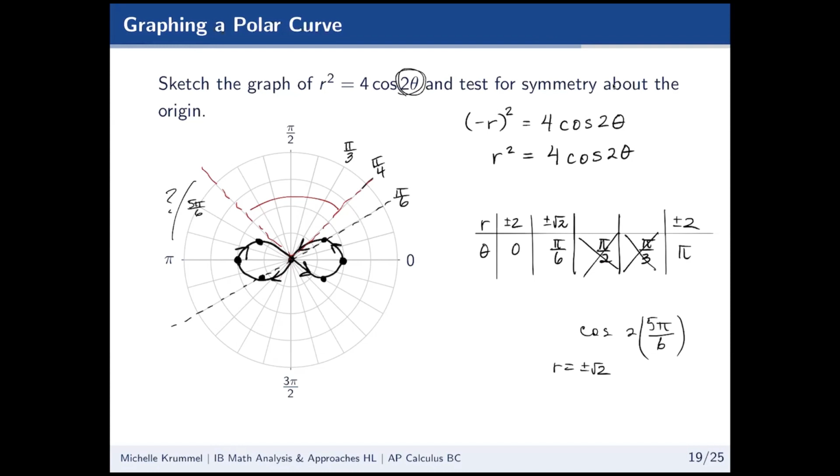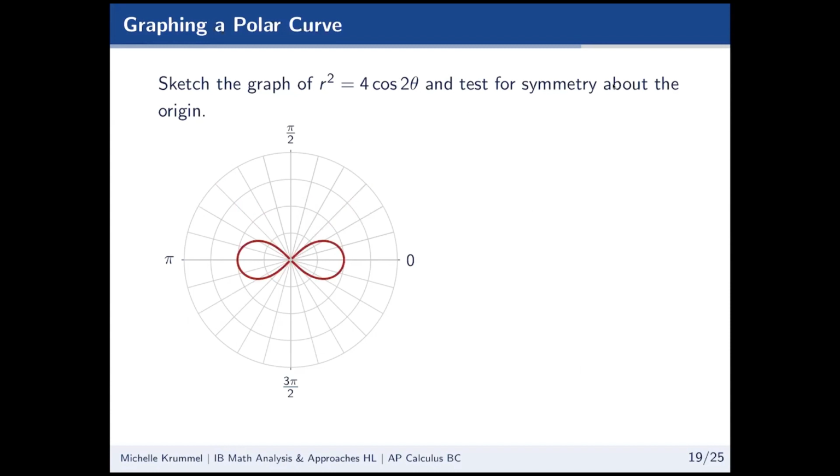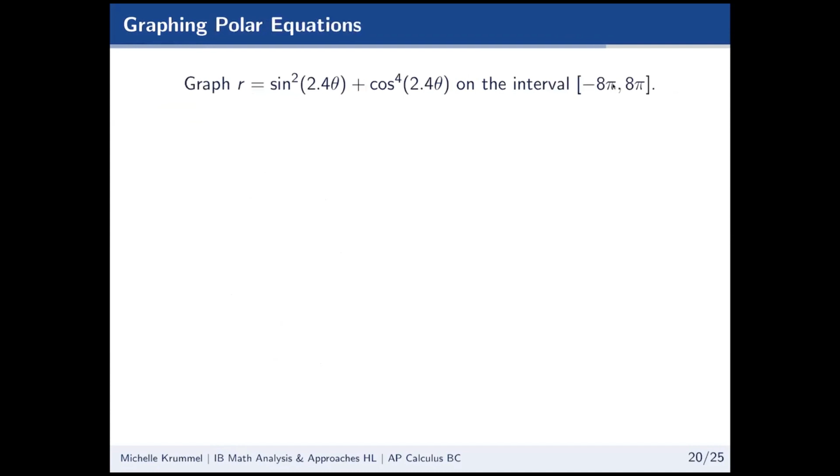And this type of polar equation does have a special name. This family of curves are called lemniscates. And here's a better view of that graph. All right, let's take a break from graphing things by hand. Here, I would like you to graph this equation using your graphing calculator.